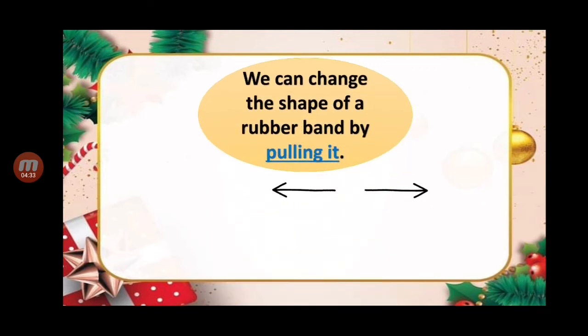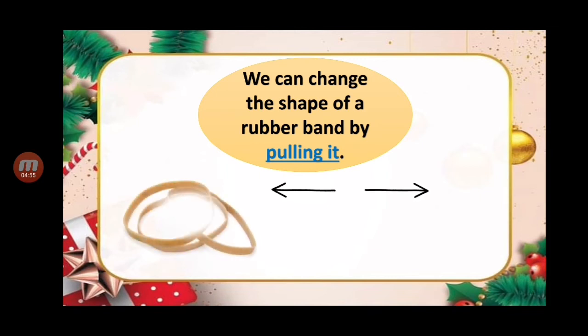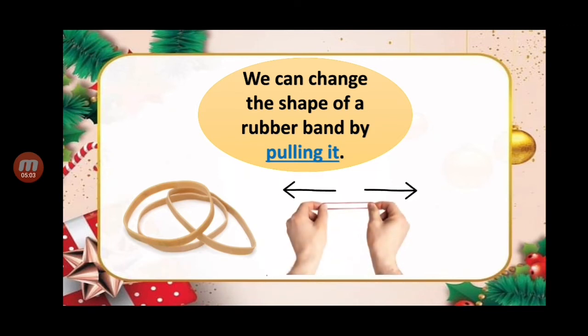Now let us proceed to the third thing that we are going to do when you want to change the shape of a thing. We can change the shape of a rubber band by pulling it. This time we are going to use a rubber band. This is what happens if we pull the rubber band. Look at the shape of this rubber band. If we pull it, it turns like this. And the shape will change also, right? Very good.